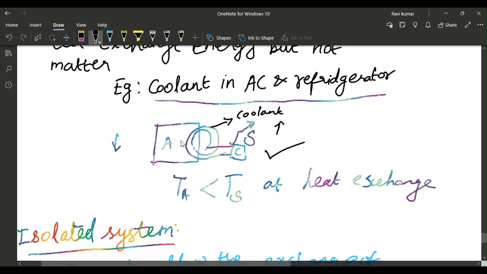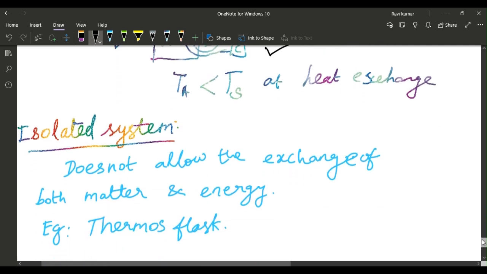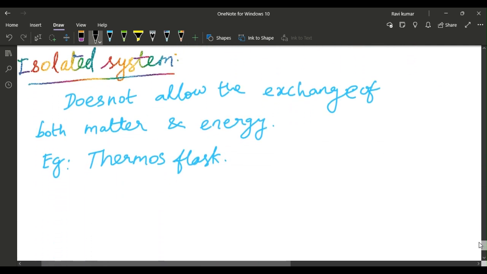The same thing happens in the air conditioner. In the room A, this is the surroundings. The coolant is circulated between the inside of the room and the surrounding. So this is how it works. So the air conditioner and refrigerator are examples of closed systems.